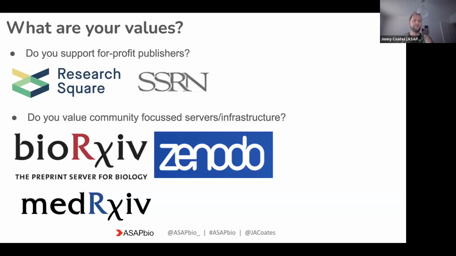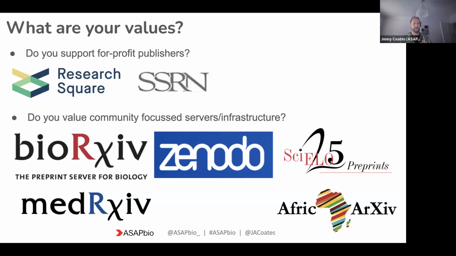This is a really, really important question, because if you support for-profit publishers and for-profit preprint servers, effectively we're going to end up with a system that is no different to what we currently have, which I don't think is what anyone actually wants. And so this does need to be part of that decision-making when you choose a preprint server. Some other examples of really good community-focused servers are AfricArXiv. SciELO is a really, really good one. The team behind that in particular are lovely folk. So always keep this in the back of your mind when you're choosing your preprint server.